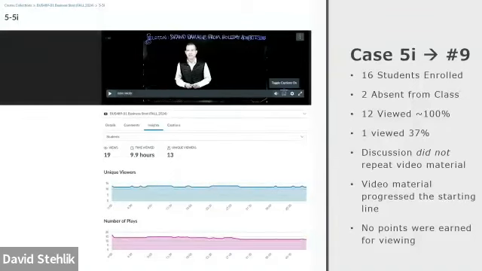I've been extremely pleased that, for instance, in chapter 5, where we're covering 2 cases a chapter, my 9th case, students have done 9 cases at this point. I have 16 students in this class. 2 are absent from this specific session of case discussion. I do a case discussion every single period of class. 12 of the 14 who were present viewed 100% of this 44-minute video.